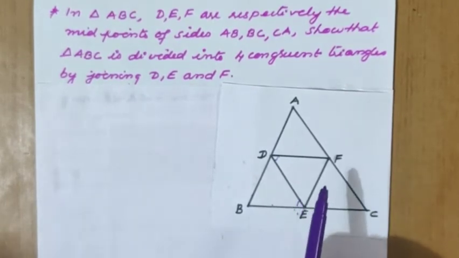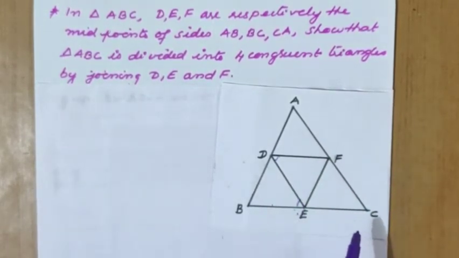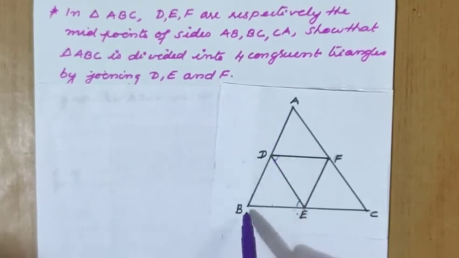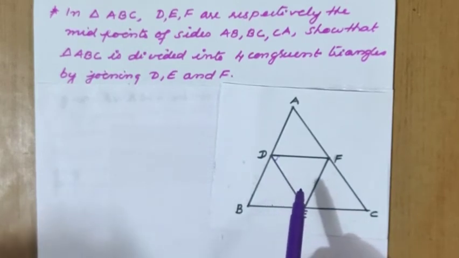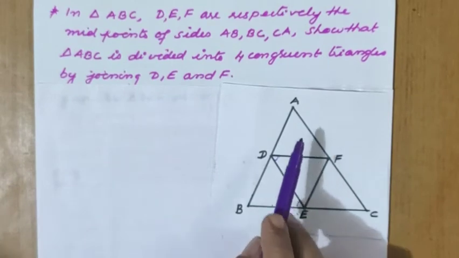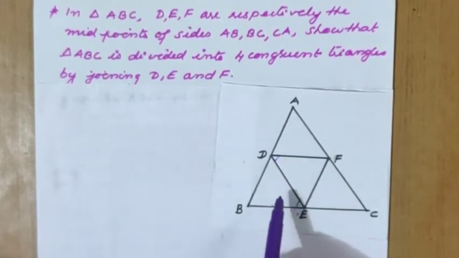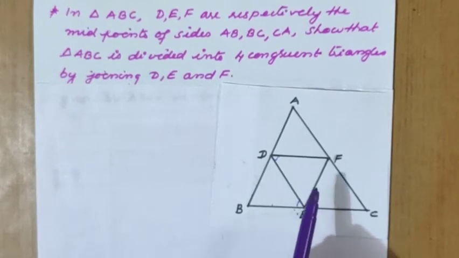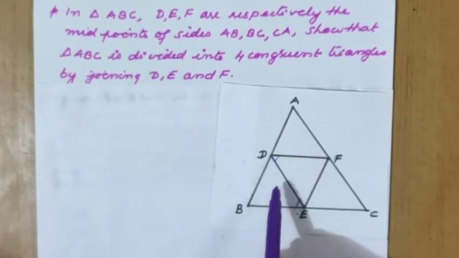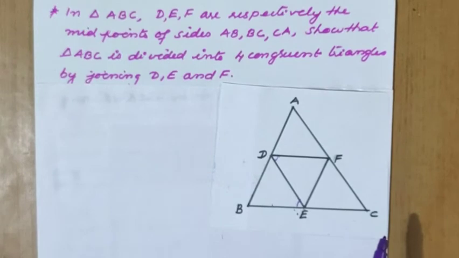So here you can see that the triangle ABC is given. D is the midpoint of AB, E is the midpoint of BC and F is the midpoint of AC. If we join D, E, F continuously, we can get a triangle inside. Now in triangle ABC, inside we can see that four triangles are there. We have to prove that these four triangles are congruent, right?